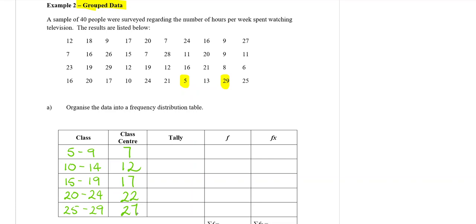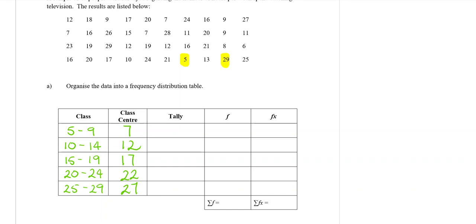Okay? All right, next part, the tally. When you do the tally, you've got to see where it fits between, because it won't be the exact number, will it? So 12 is between the 10 and 14, so the tally mark will go in there. So cross that off. 18 is in the 15 to 19 section. 9 is in the 5 to 9. 17 is in the 15 to 19. 20 is in 20 to 24. 7, get the idea? And so you've got to be very careful.